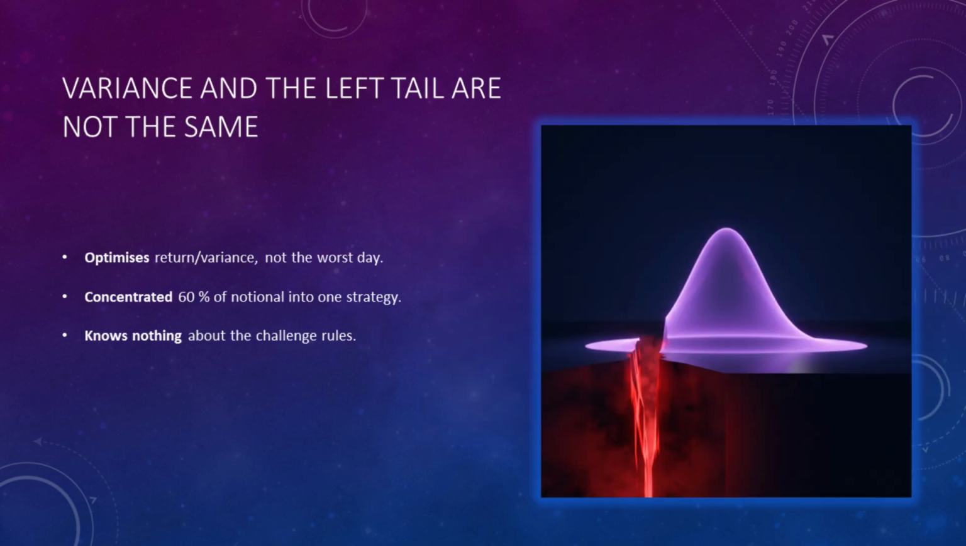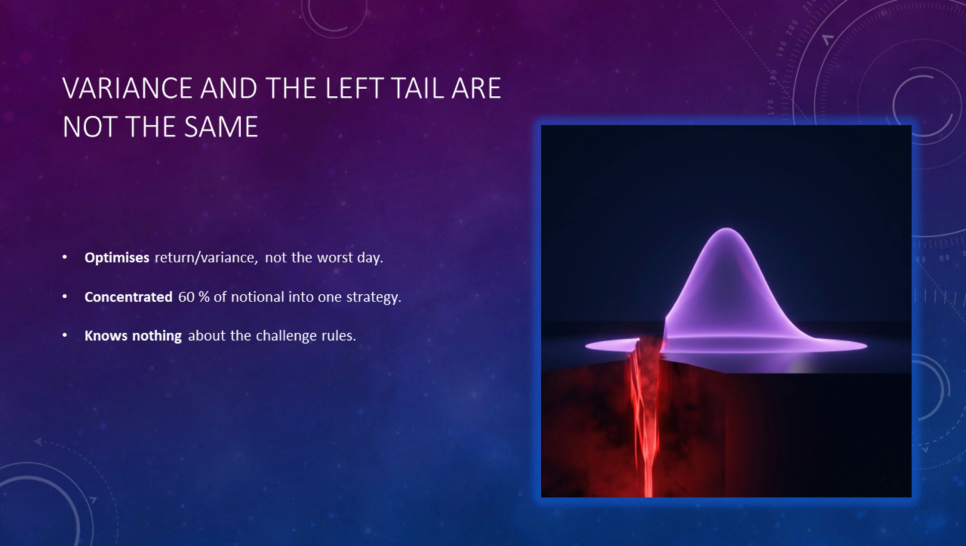Markowitz did exactly what it's supposed to do. It maximized the ratio of return to variance. Mathematically, it's correctly executed, except it got there by concentrating 60% of the notional into a single strategy. And that destroyed the overlap effect that was cutting the worst day by 61%. That one strategy breaches the daily limit on its own before you add any of the other 5.